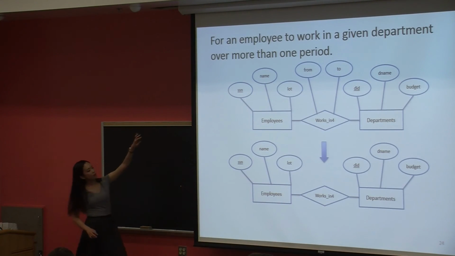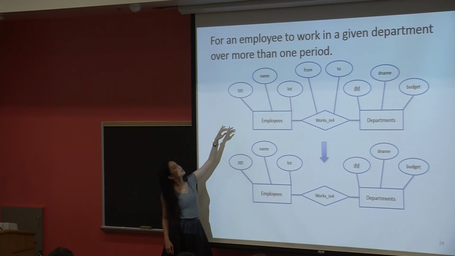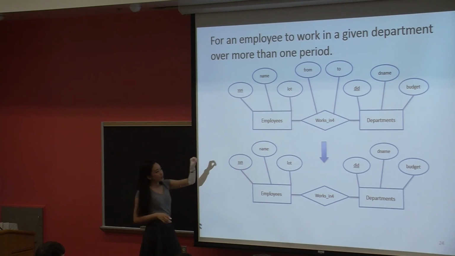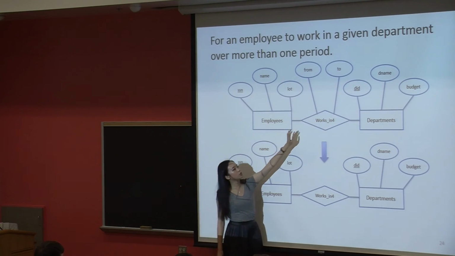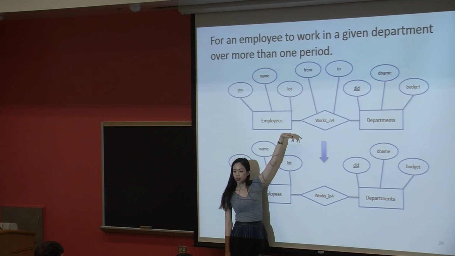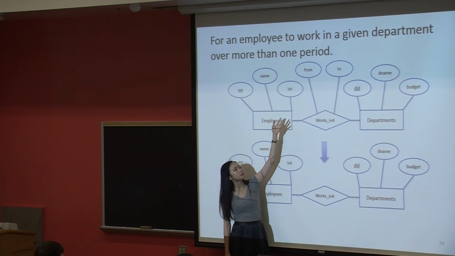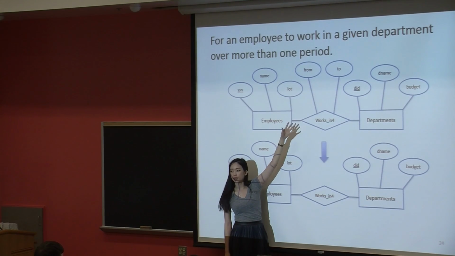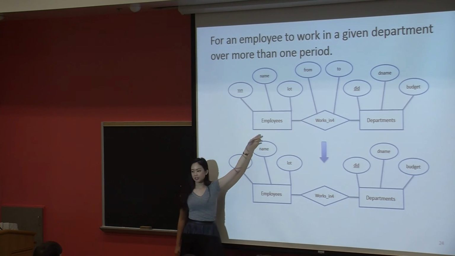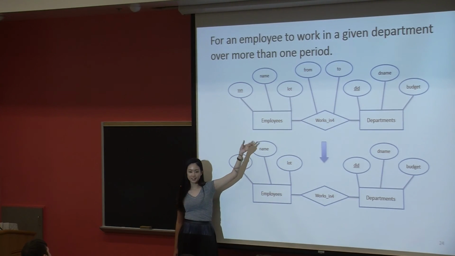So let's look at the top one first. They're separate, okay? So for the top one, an employee works in a given department over more than one period. So a bit different from before, this works-in relationship we have, instead of having just a since, we have from and to, right? So that can give you the ability to compute the duration. What if it's possible for an employee, let's say a faculty member, to go on sabbatical and come back later? Then there is another set of from and to, right?